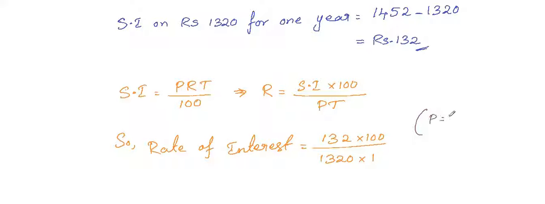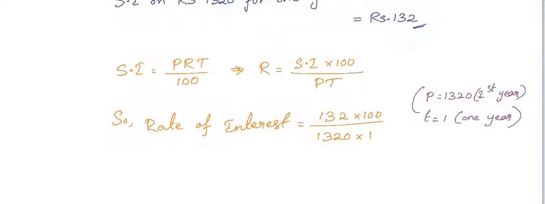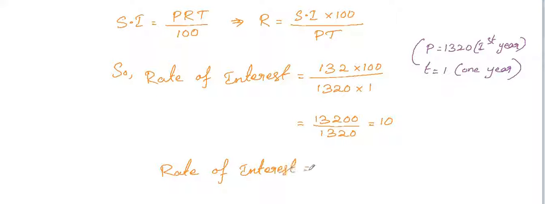Because we are calculating for 1 year, the principal amount is 1320 for the first year, and time is 1 year, which is 1. So if you simplify this, we'll get 13,200 divided by 1320. If we divide that, we'll get 10. So the rate of interest is 10%.